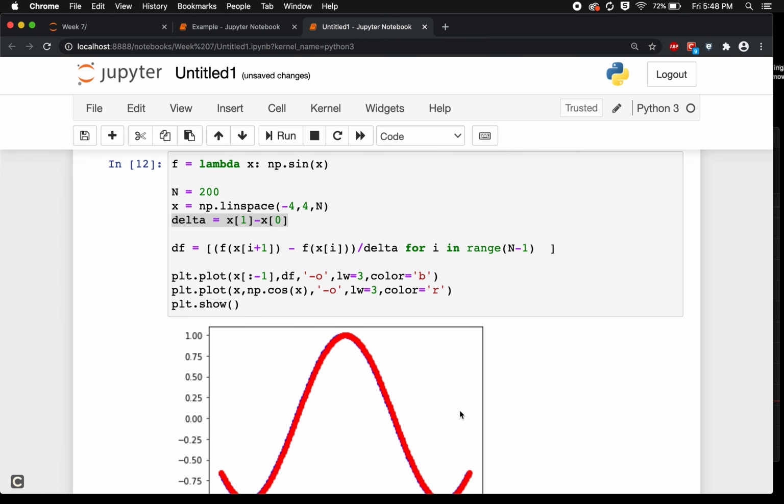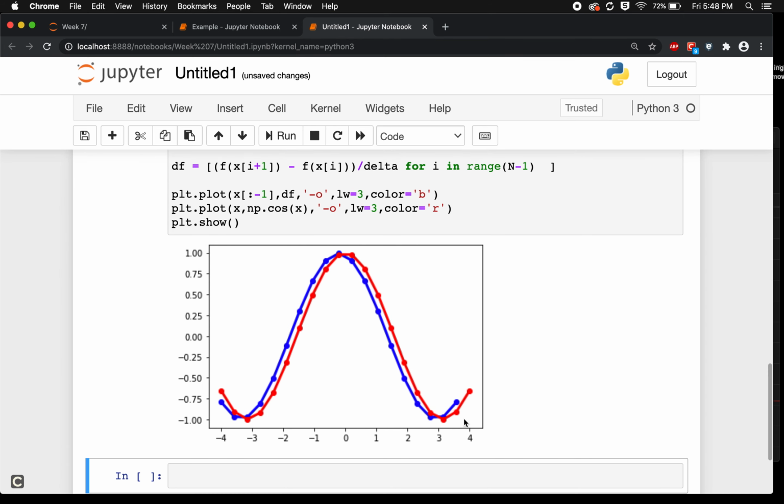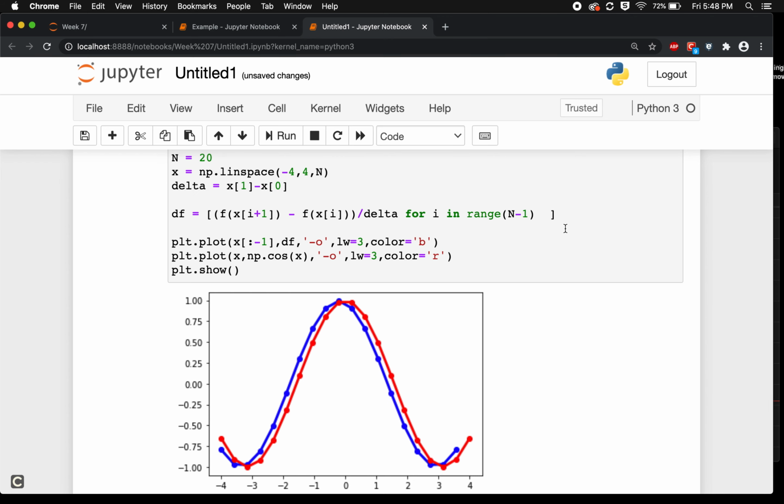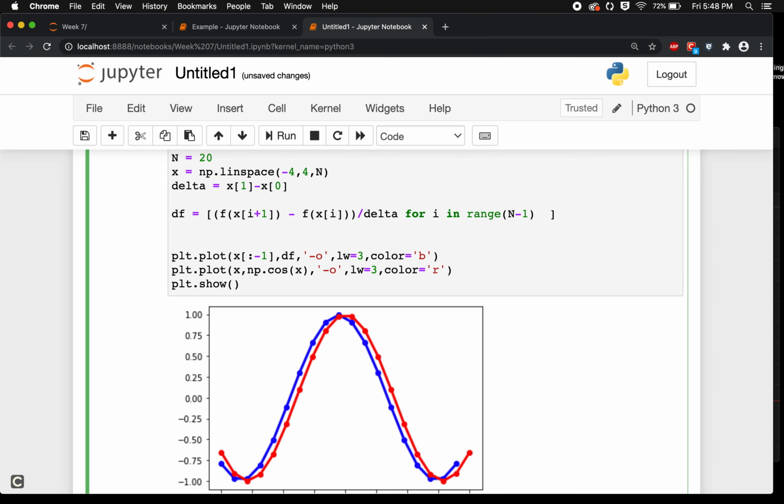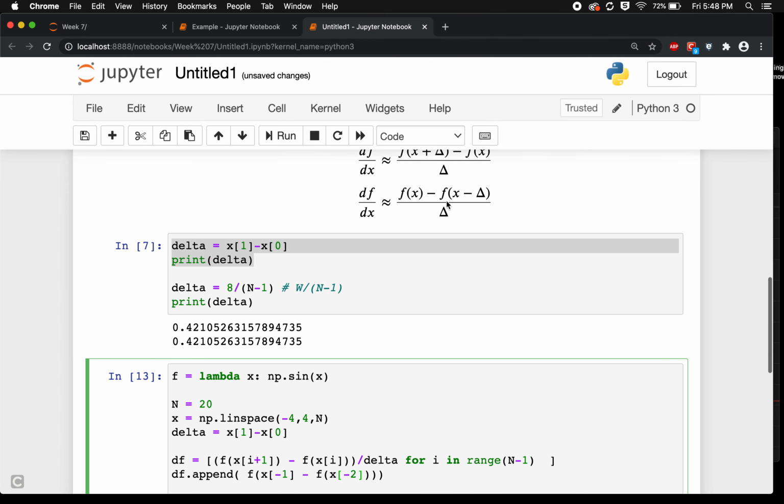Last thing is if I want to get that last point, so let me come back to 20. You see that there's this one point missing over here for the derivative. Well, I could just use the backwards formula, and here I'm just going to do an append command. So I'm just going to append, and we're just going to grab x, the last point, minus f of the second to last point. So this is our backwards difference formula. So here we're using this formula here.